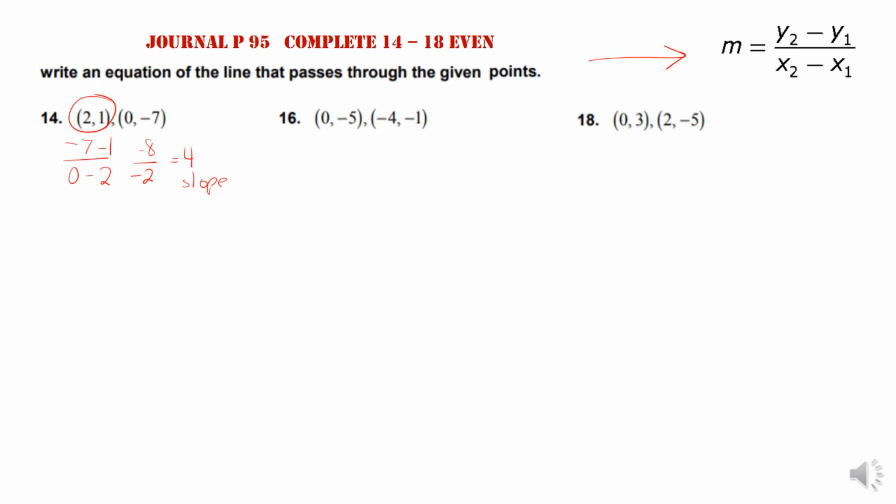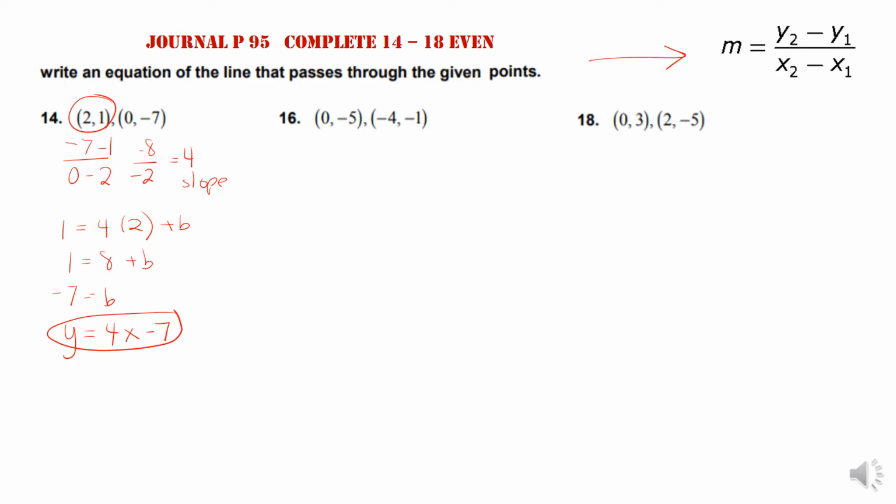I'm just going to pick the first point. So I'm going to go y is 1 equals my slope times my x plus b. 1 equals 8 plus b. b equals negative 7. So my equation is y equals 4x minus 7. And that's my equation. Okay?